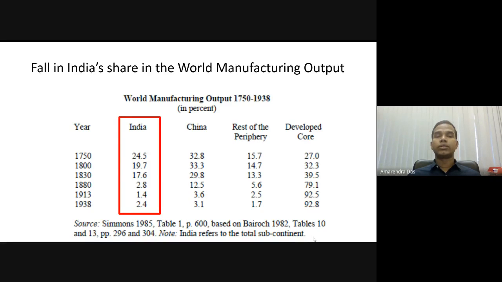We can again discuss these numbers: at the beginning of British rule, in 1750, India had a 24.5% share in world manufacturing output, and by 1830 it had already fallen to 17.6 percent. After that, it fell more dramatically, from 17.6 percent in 1830 to 2.4 percent in 1938. I have given you the source, and if you are interested, you can read those documents at the end of this presentation. I will give you all the references for detailed information.